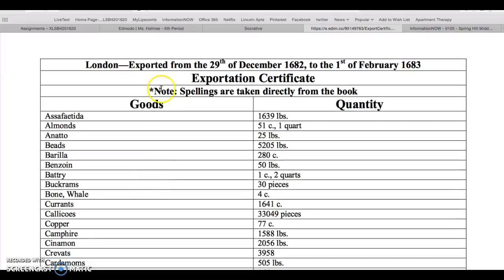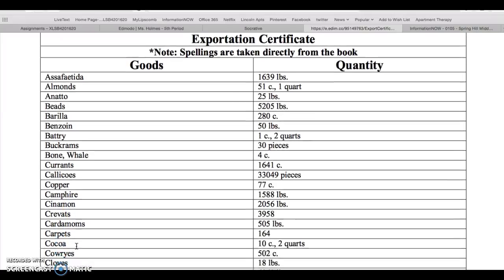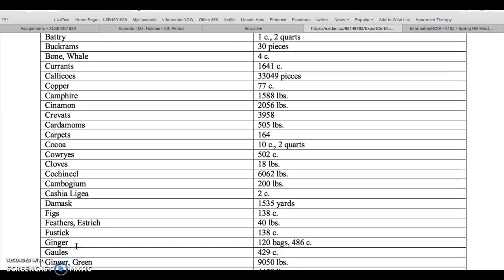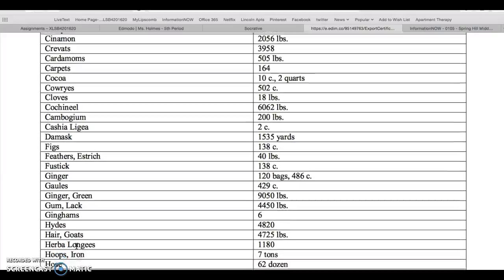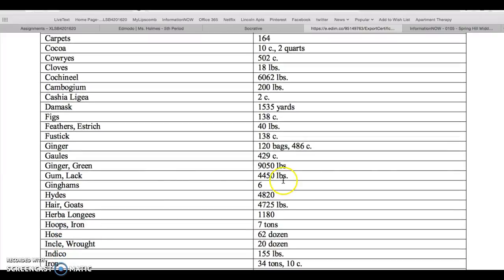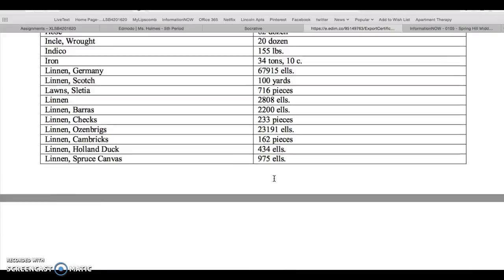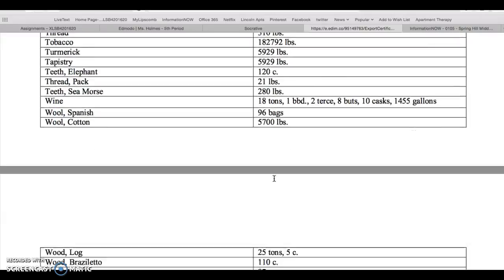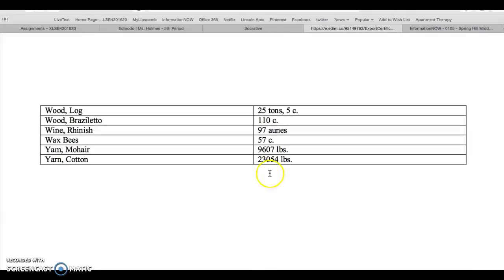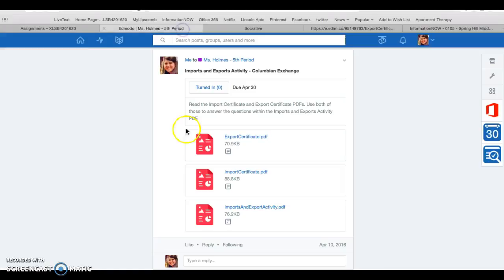And you'll note it does tell you that spellings are taken directly from that primary source, so some of the things will be spelled in a little bit different fashion than the kids are used to, such as cinnamon, for example. But the students can see things that were exported, and then on the other certificate it did have imports as well, and then the pounds that are over here. You can see a lot of stuff was going to be imported and exported.